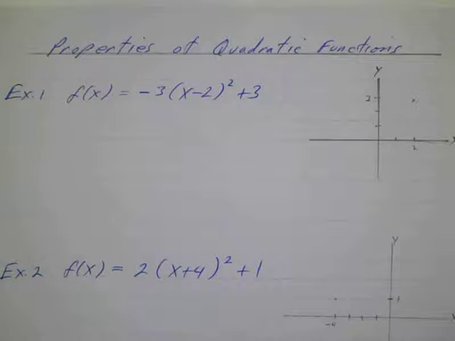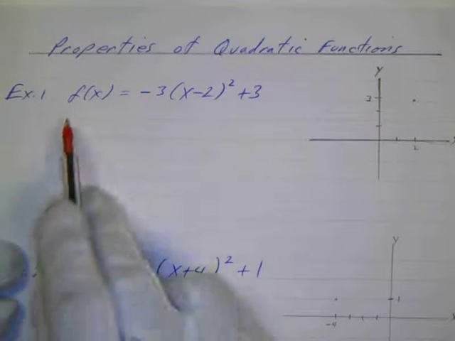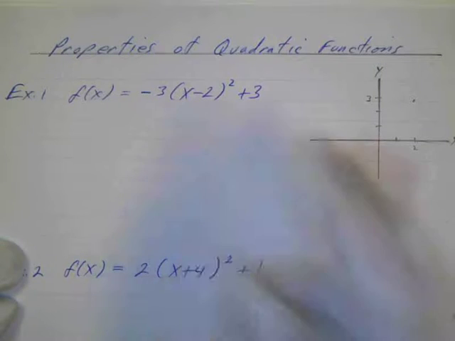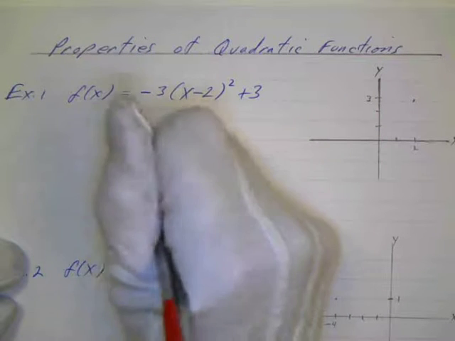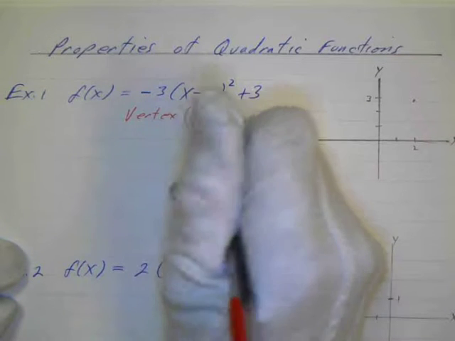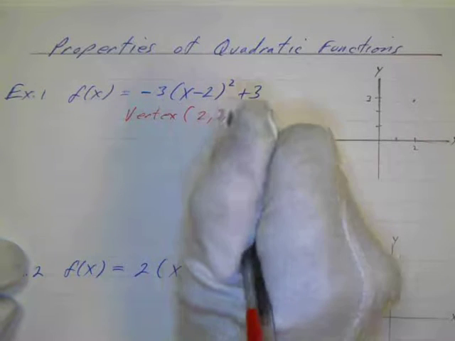So here's a few examples of what we can do with properties of quadratic functions as long as we know our forms and our function is in vertex form. So let's take a look at this first example. f of x equals negative 3 times x minus 2 squared plus 3. We know this is in vertex form, and our vertex is going to be just 2 and 3.